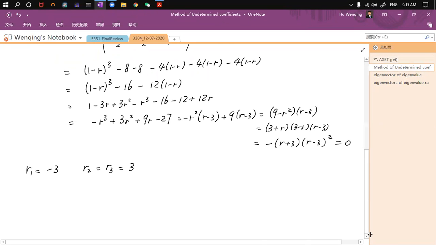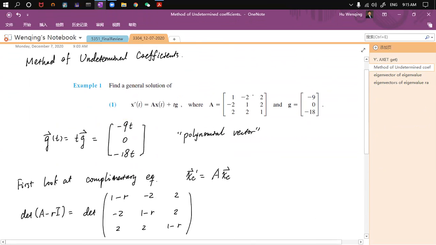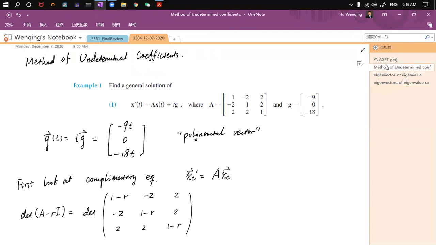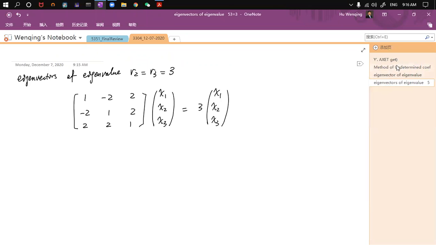So in order to do this, you have to work again with this matrix. So that means it's 1, minus 2 and 2, and then minus 2, 1 and 2, and then it is going to be 2, 2 and 1, multiplied by the vector x1, x2 and x3, that's going to be equal to 3 times x1, x2 and x3. So that's what you would like to have here. Therefore, this is going to give you a system of linear equations.